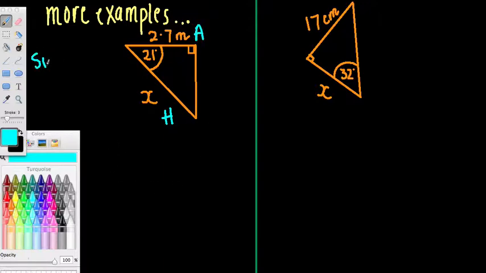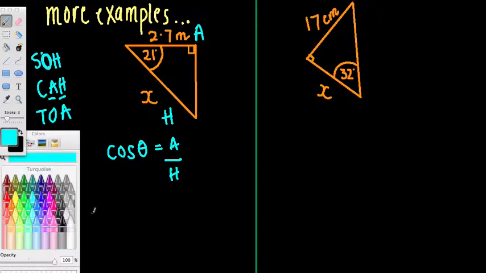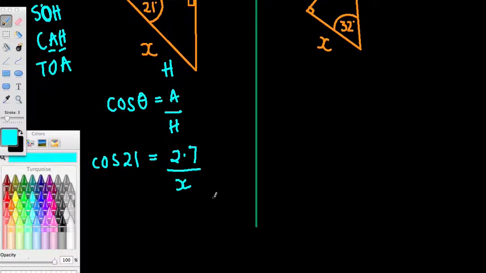So remember, SOH CAH TOA. A and H, there it is, it's my cos. Cosine ratio is A over H. Cos 21, so this is where I'm substituting, 2.7 over x. And this is one of the ones where we have to do it in a couple of steps.